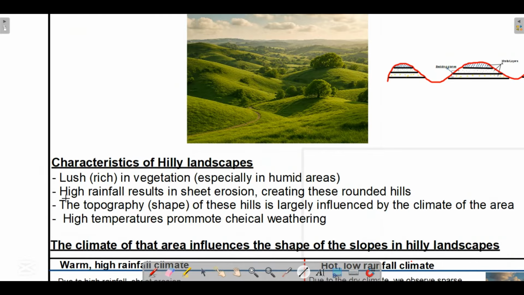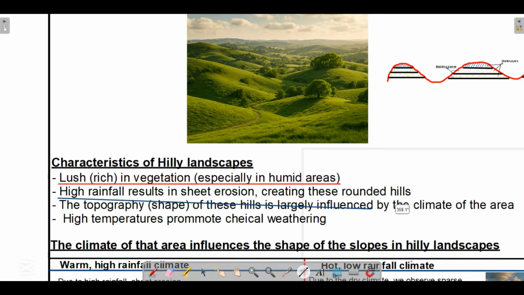Now a hilly landscape is rich, it's lush in vegetation, particularly hilly landscapes that form in humid areas that receive a lot of rainfall. And so you get this vegetation that grows. Due to the availability of water, you have grass forming, different types of plants that form there. So we say that it is rich in vegetation, particularly hilly landscapes that are found in humid areas. So climate does have a huge impact on how your hilly landscape will look, as I will illustrate.